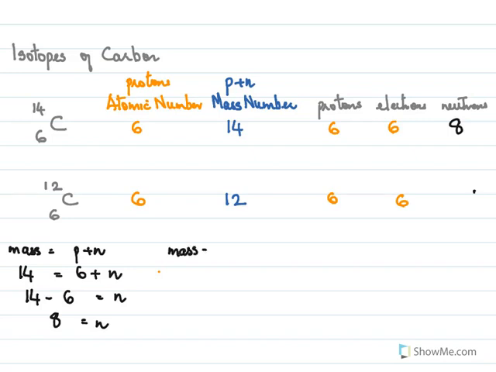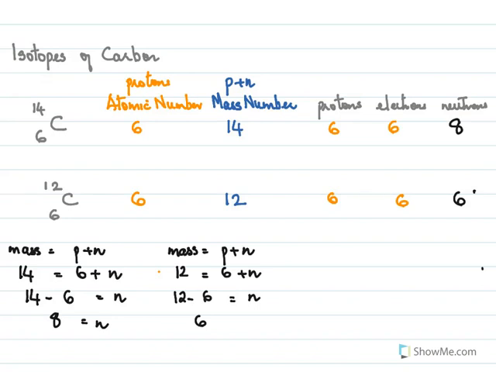In the next case, again, mass equals protons plus neutrons. The mass is 12 and the number of protons is 6. So we have 12 equals 6 plus neutrons. Neutrons would be 12 minus 6, and that is 6. So here neutrons is 6.